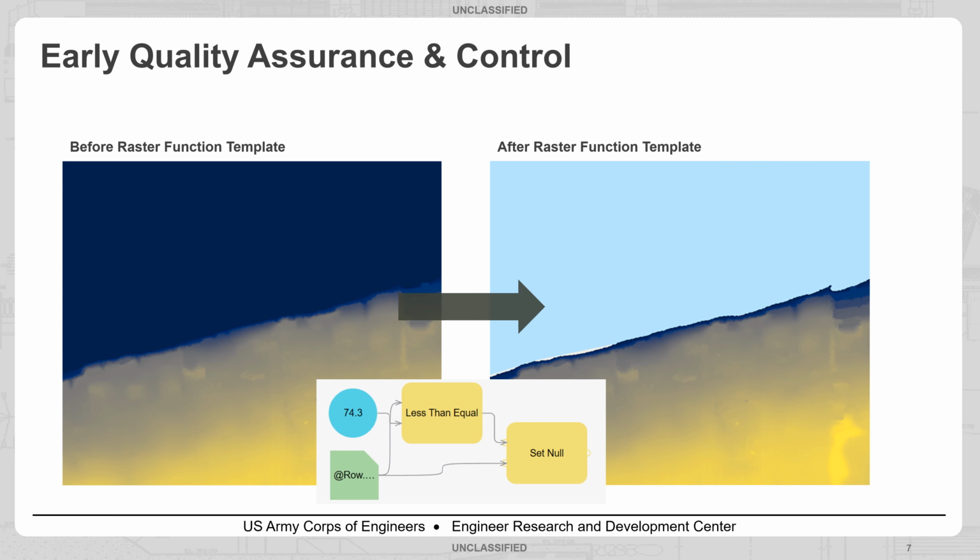Two individual mosaic data sets required the removal of hydro flattening through the raster function templates. The chart on the lower portion of the slide shows an example of masking. It's essentially setting all values that are less than or equal to 74.3 meters within those rasters to null. And so that generates the chart on the right from the chart on the left.